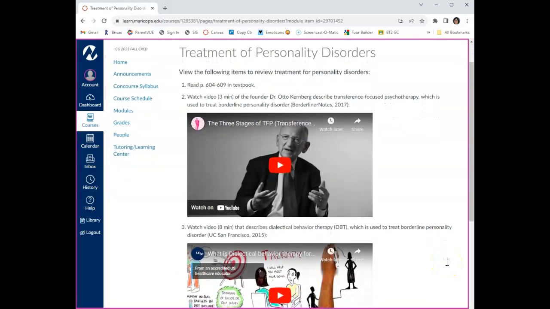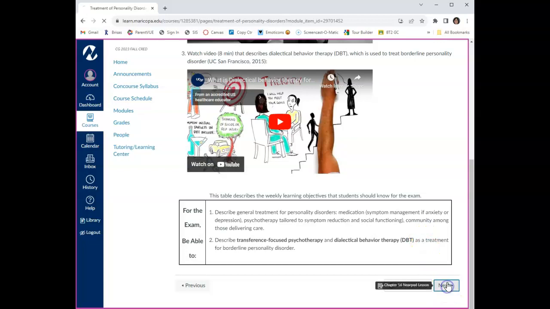The fourth section is treatment of personality disorders. Personality disorders are challenging psychological disorders to treat due to the comorbidity and functional impairment due to it being a long-standing pattern of living. Borderline personality disorder has the most research conducted regarding treatment approaches. Please read the designated pages in the textbook and watch the assigned videos.